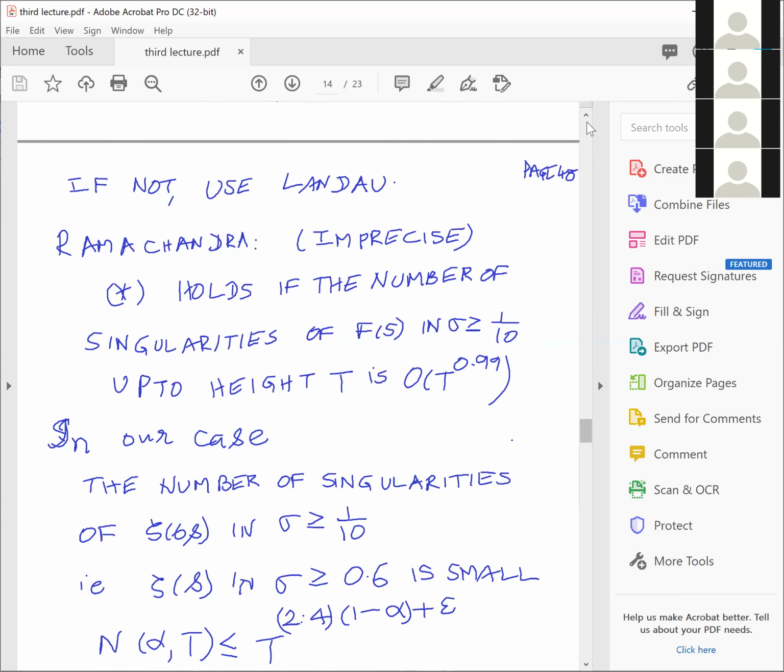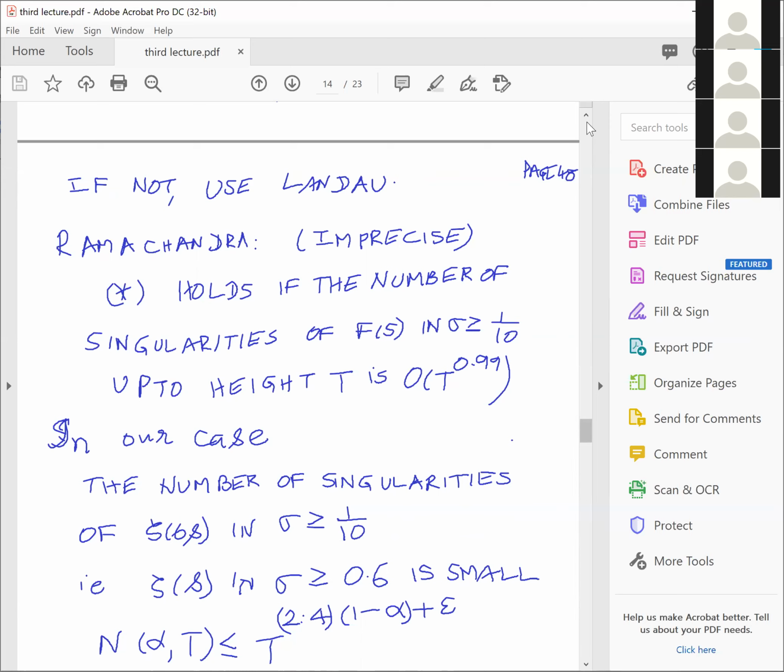In our case, the number of singularities of zeta 6x in sigma bigger than 1 over 10 is the same as saying that the number of singular zeros of zeta s in sigma bigger than 0.6 is small, because of the density result. The density result says that N(alpha, T) is less than T power 2.4 into (1 minus alpha) plus epsilon. My alpha is bigger than 0.6, therefore 1 minus alpha is less than 0.4. 2.4 times 0.4 is 0.96.